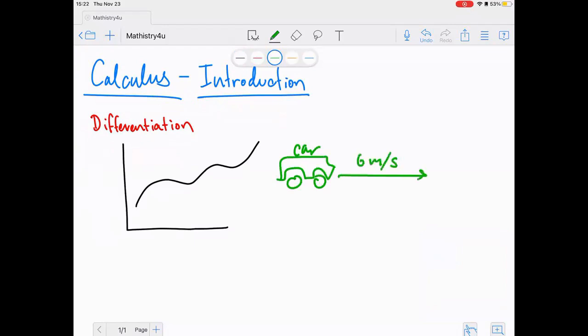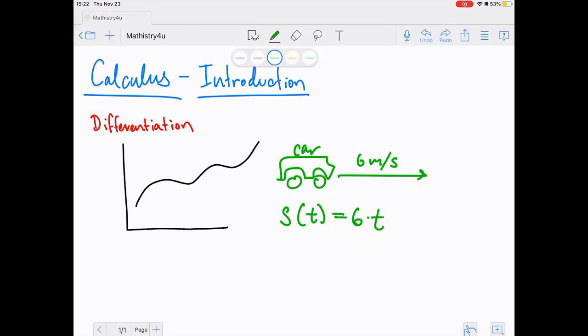And let's say we have a position function s of t. So this is position s as a function of time. At a given time, we can find the car's position. Let's say its position is given by 6 times t. Basically, at time t equals 2, it's going to be at 6 times 2 meters to the right. So that's the position function. At a given time t, we can plug it into this function to find where the car is located. All right, pretty cool.